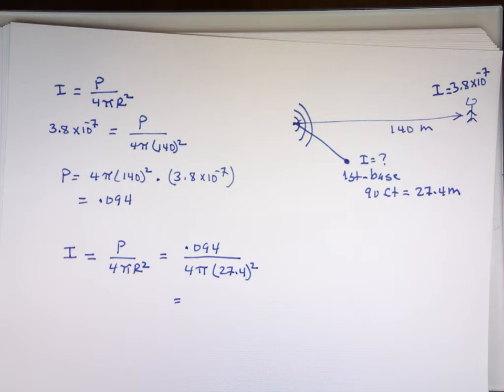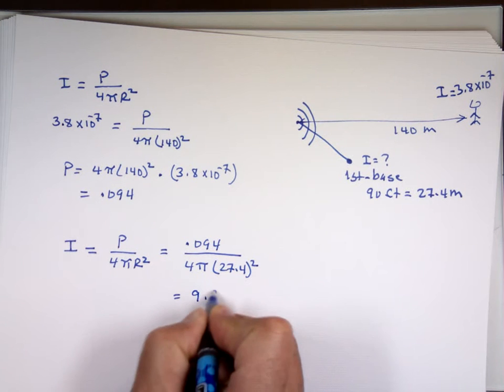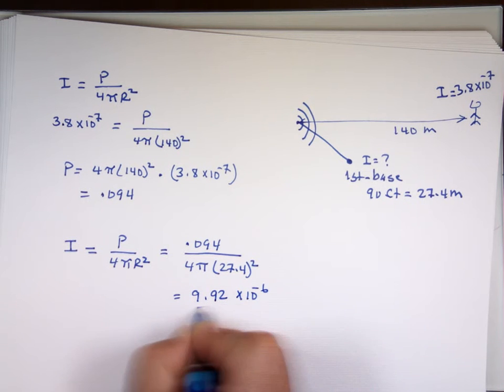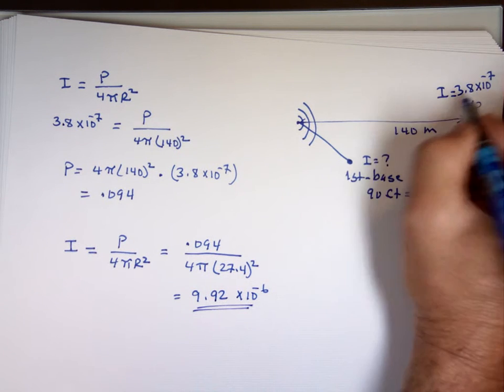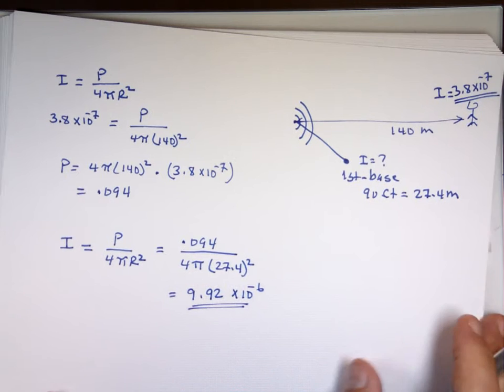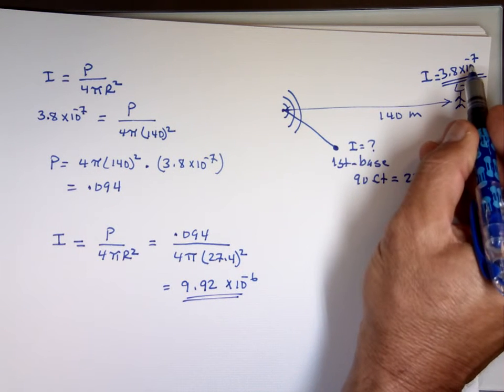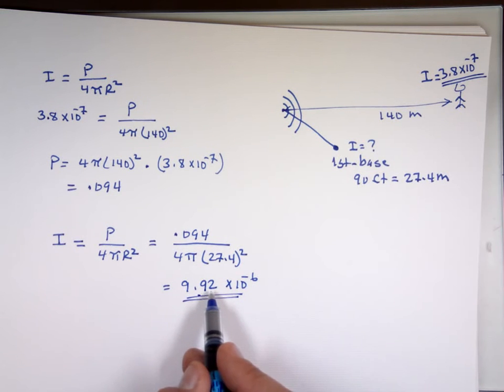Divided by 4, divided by pi, divided by 27.4 squared. The intensity is 9.92 times 10 to the negative 6. Much stronger sound than if you were sitting in the outfield or in the bleachers. Notice that's 10 to the negative 7, that's 0.38, and this is 9.96.